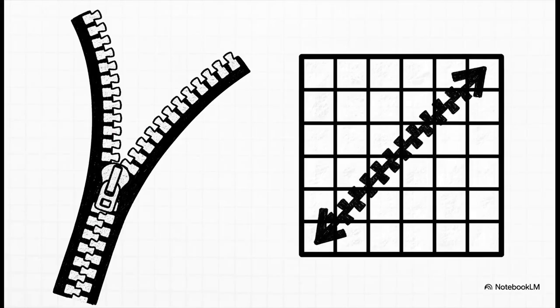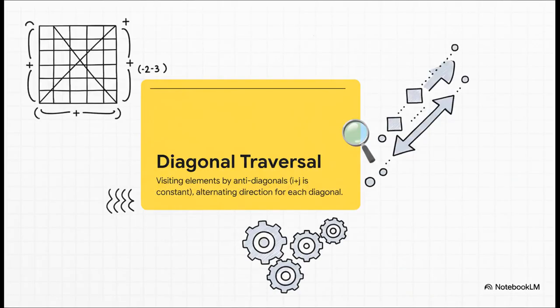The mental model I love for this is a zipper. Seriously, think about it. You're pulling the slider and it's gathering up the elements one diagonal line at a time, weaving its way from corner to corner. So the real key to the zigzag pattern is a super simple mathematical property. For any element on the same anti-diagonal, if you add its row index i and its column index j, the sum is always the same. It's a constant. That one little insight makes the whole algorithm click.